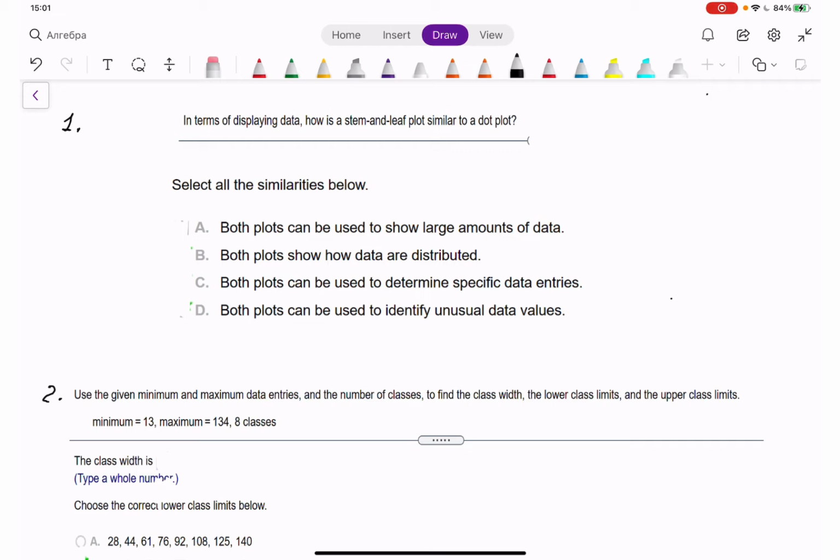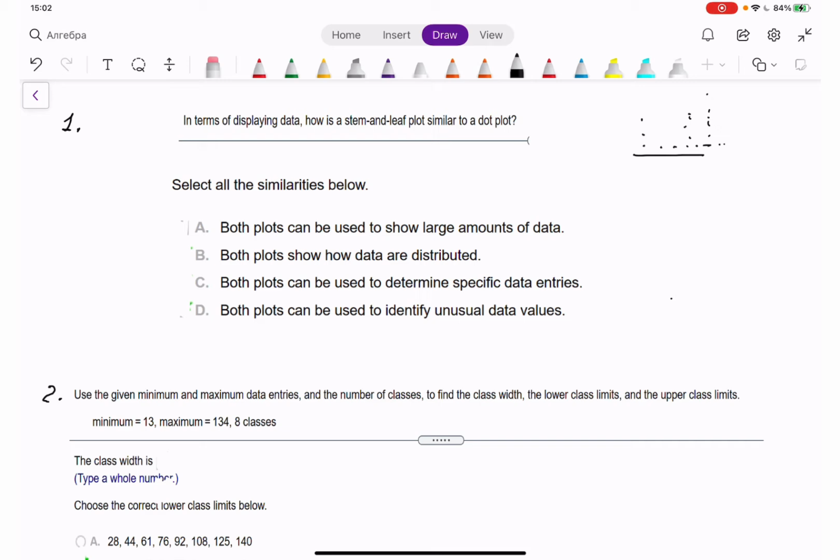Okay, in this video we are going to go over problems similar to group activity 1. Question number 1: in terms of displaying data, how is a stem and leaf plot similar to a dot plot? Just to remind, the dot plot is the one where you build the dots based on the elements given in the database.